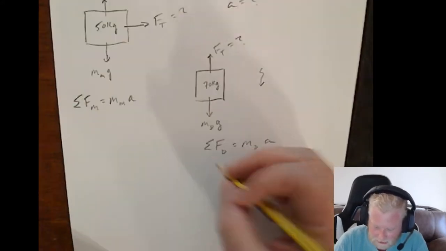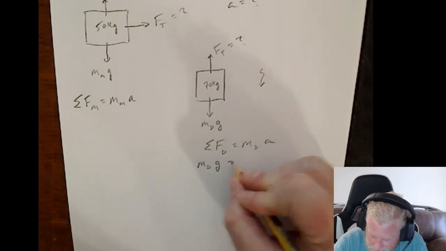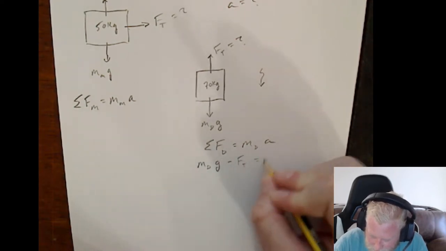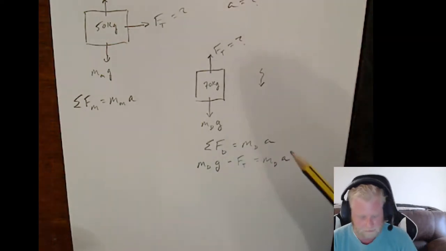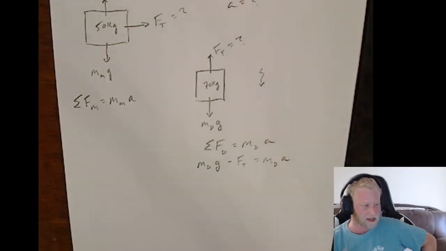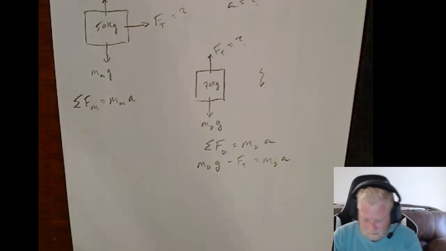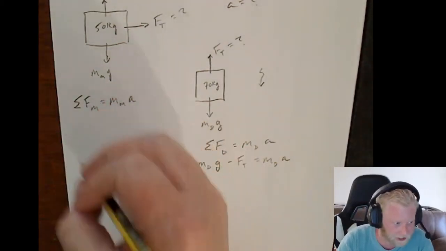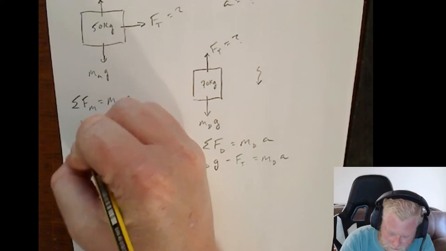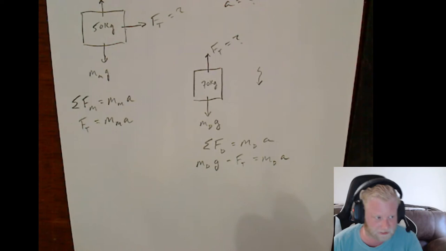So for Dawn, we've got mass of Dawn times G minus tension equals mass of Dawn times A. Now, you'll notice that I'm making downwards my positive direction. The reason is a rule of thumb: make whichever way they're moving your positive direction. That way you have to deal with a lot fewer negatives. It makes your life easier. Now, Mary, on the other hand, only has one force acting in the dimension of acceleration. So force of tension equals mass of Mary times acceleration.